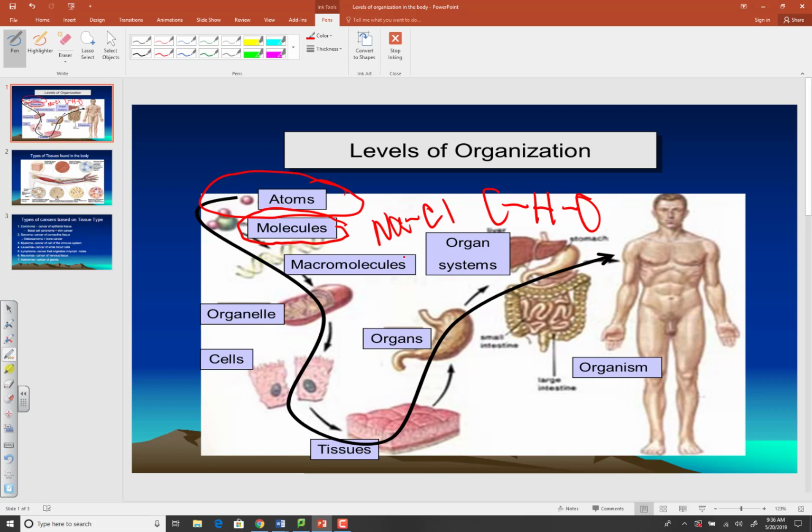Then we took those molecules and we made big molecules with them. So, for example, we took a lipid and a protein and we stuck them together, right? And we made a lipoprotein. So all we're doing here is taking the basic chemistry of the body and combining smaller things into bigger things.